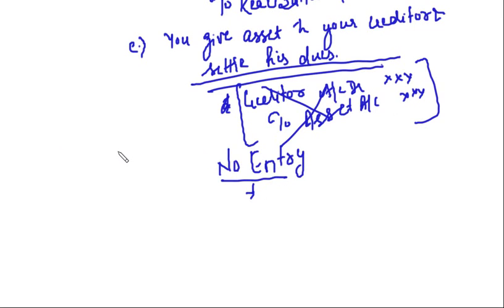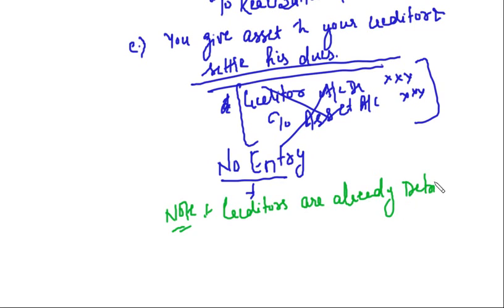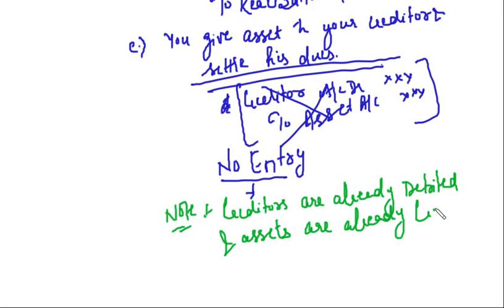Write down the note here. Creditors are already debited and assets are already credited while transferring them to realization account.